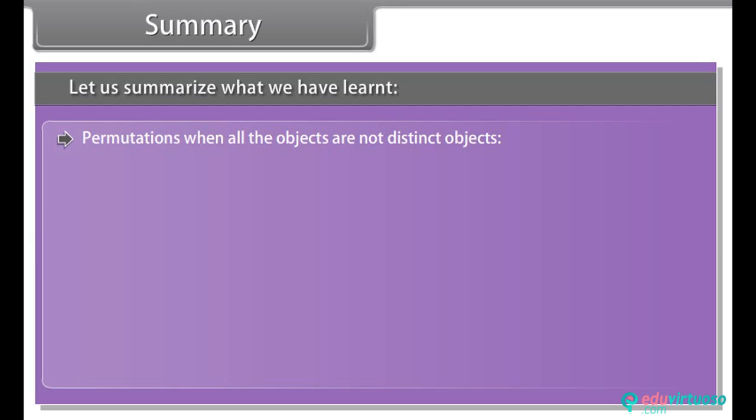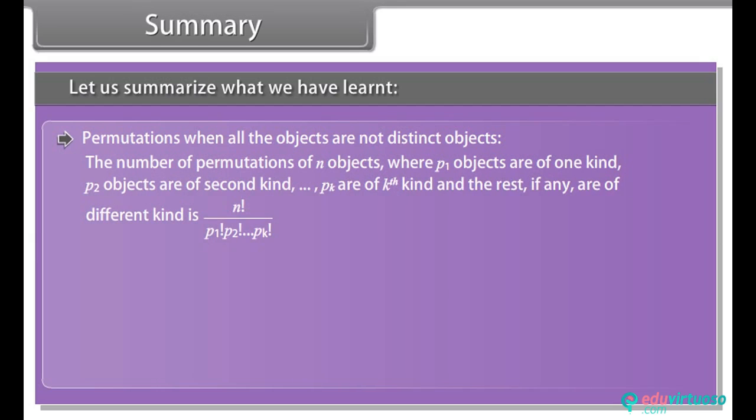Permutations when all the objects are not distinct objects. The number of permutations of n objects where p1 objects are of one kind, p2 objects are of second kind, up to pk are of the kth kind and the rest, if any, are of different kind is n factorial divided by p1 factorial into p2 factorial up to pk factorial.